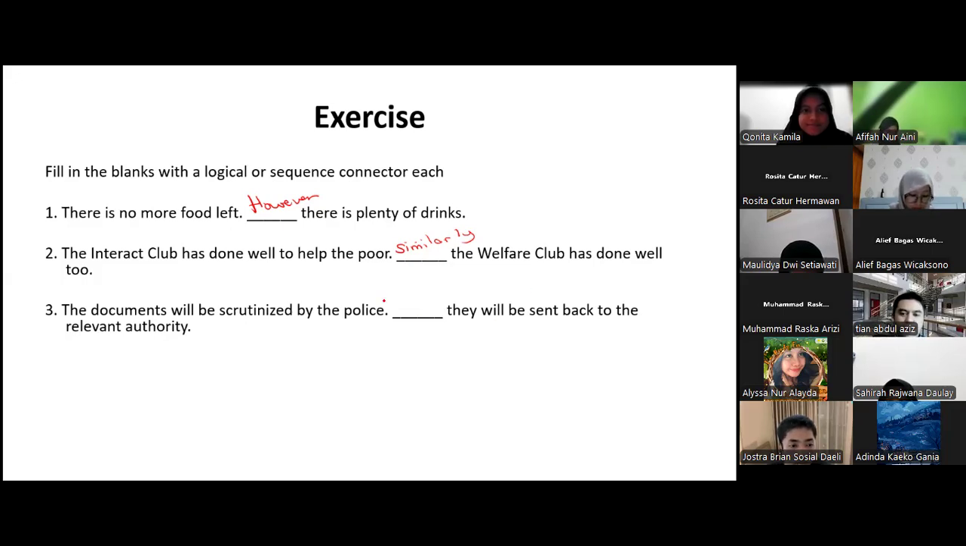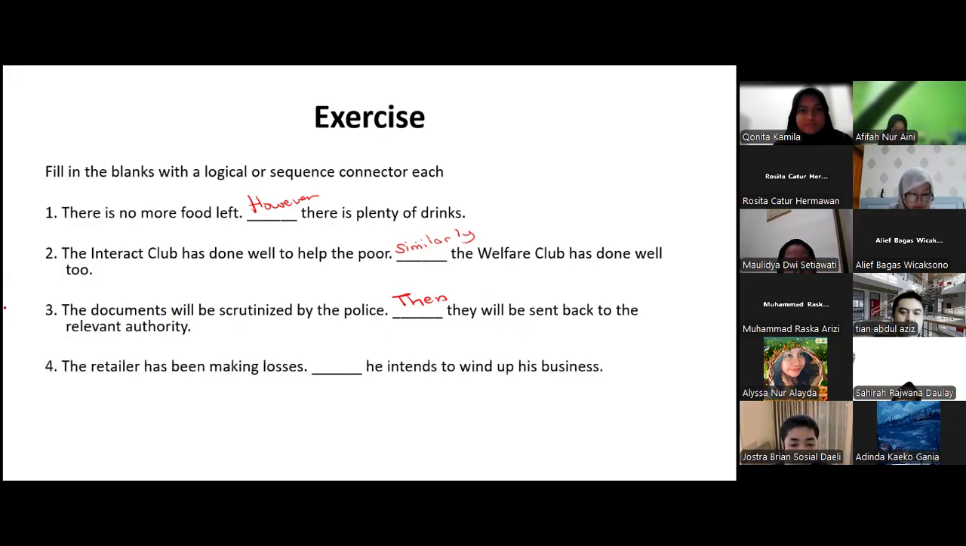Okay, good. Here we use then, which means that the second situation or second activity is done after the first activity. Okay, thank you, Konita. Next, number 4.